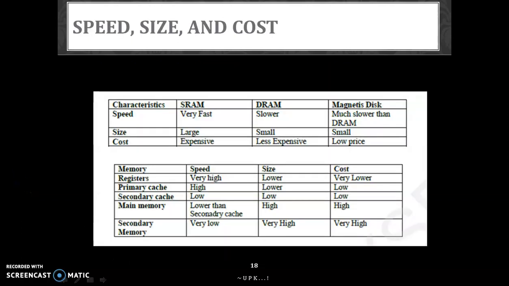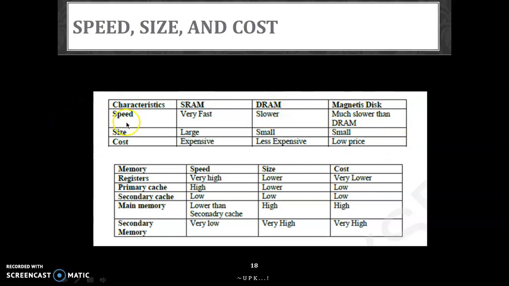So as I said, speed, size and cost are important. Let us try to differentiate things. We have seen about RAM, we have seen about ROM. We will also see all those things that are written here, that is magnetic disk, in upcoming videos. So this dynamic RAM should also be considered with respect to the operations, right?